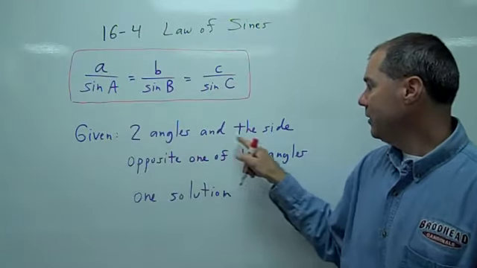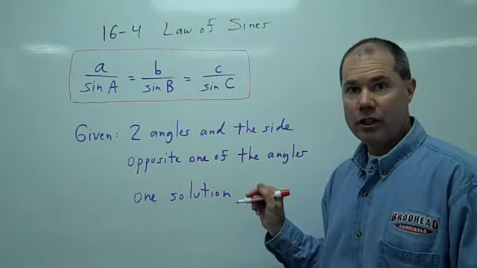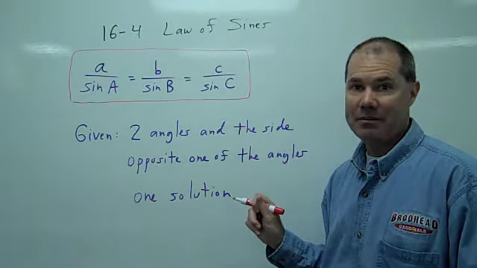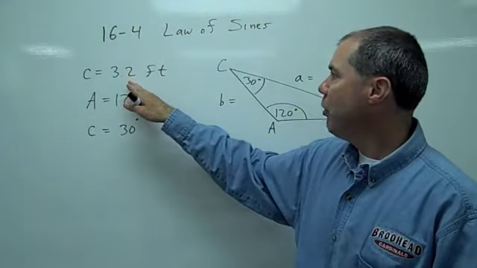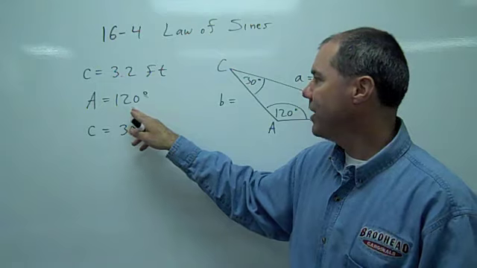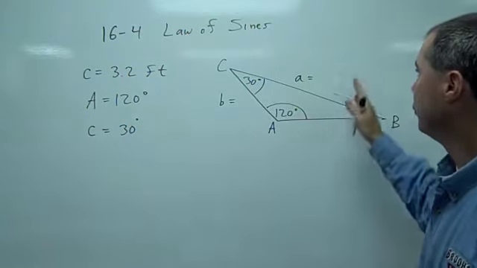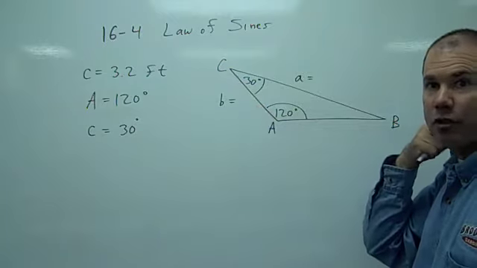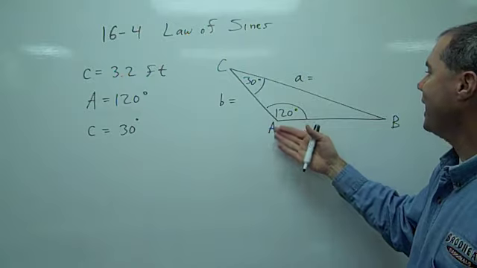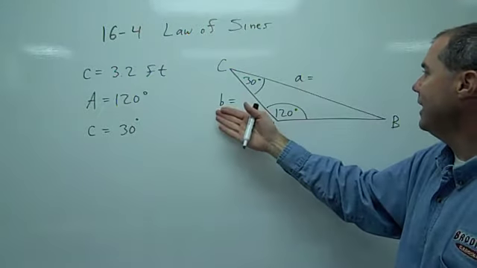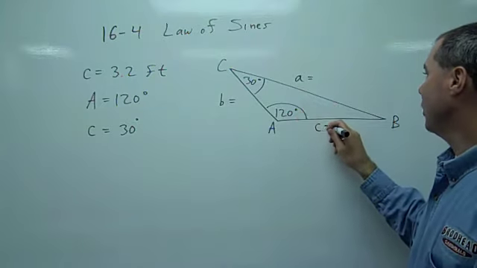If we're given two angles and the side opposite one of the angles, there's only one solution. Let's do an example with that. We're given side c is 3.2 feet, angle A is 120 degrees, angle C is 30 degrees. I drew a small triangle labeling the two angles C and A, and we know the side opposite A is lowercase a, opposite angle B is lowercase b, opposite angle C is lowercase c.